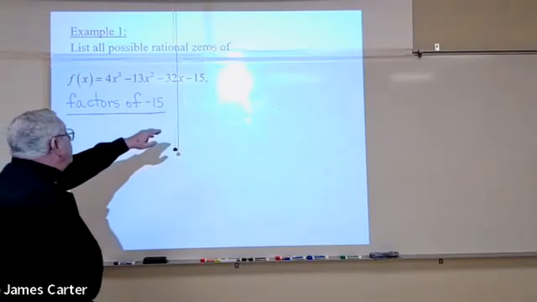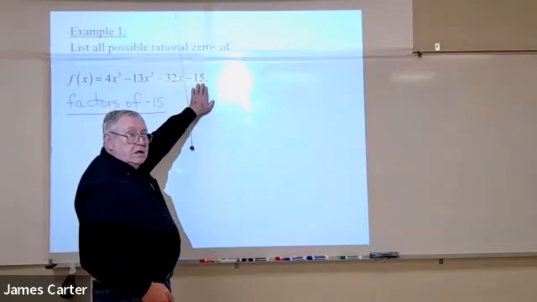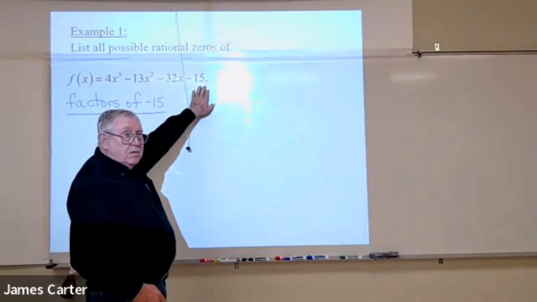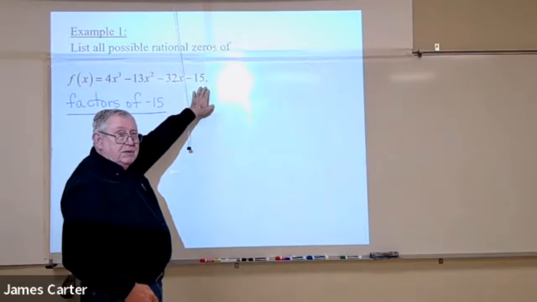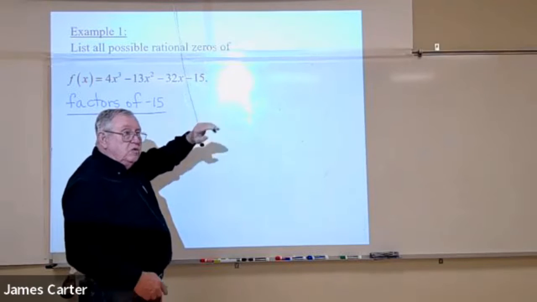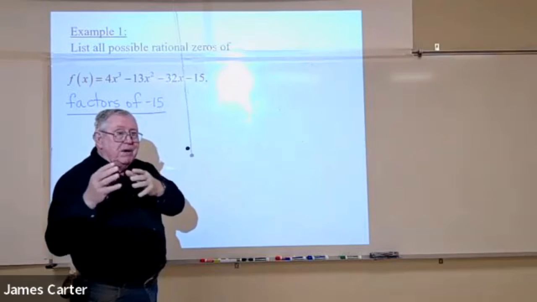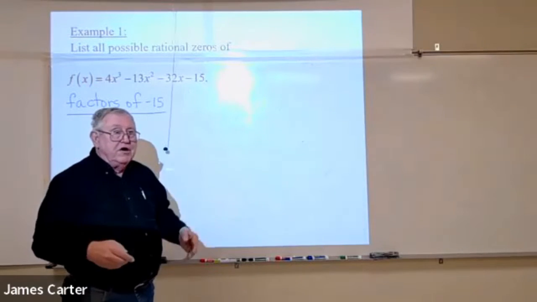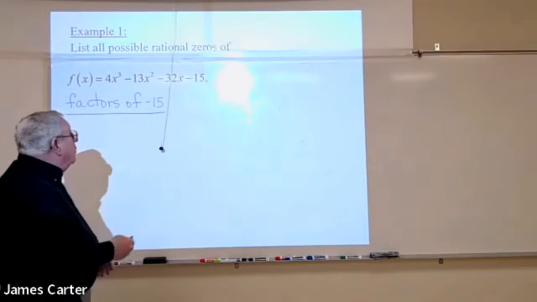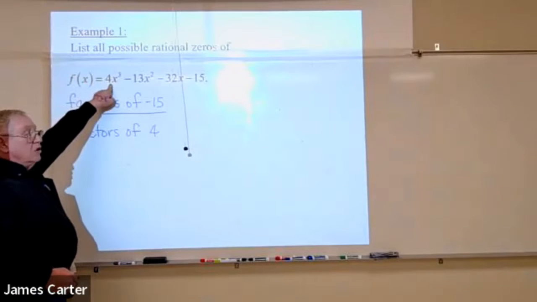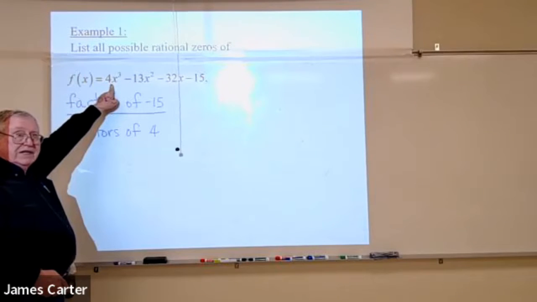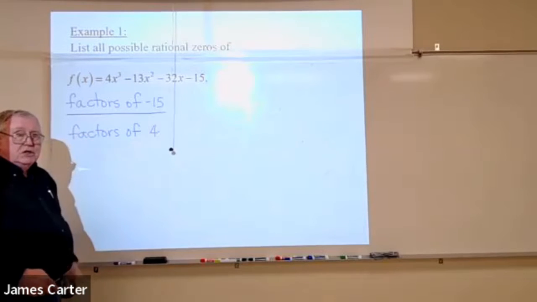Well, the 15 is the most important thing. The factors of 15 are plus or minus 1, plus or minus 3, plus or minus 5, and plus or minus 15. That's just like when we were factoring, we had to figure out all the possible pair numbers. Then you can also have the factors of the leading term as a division.